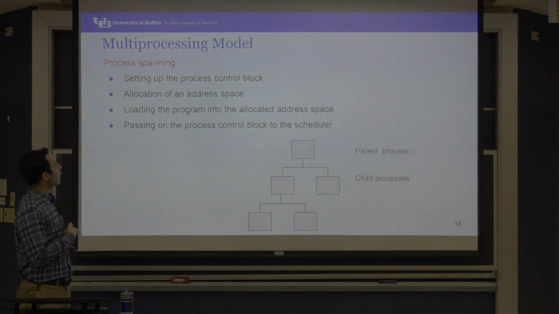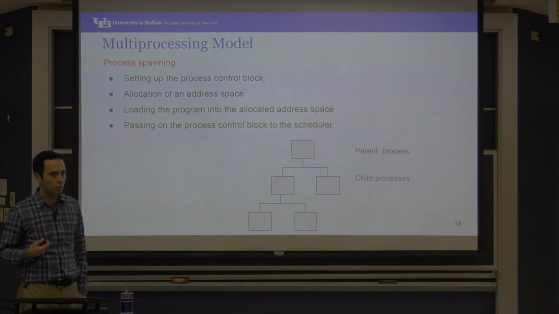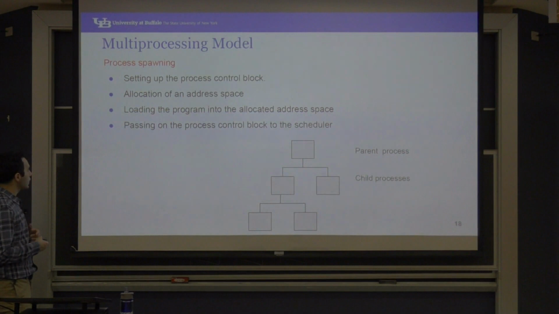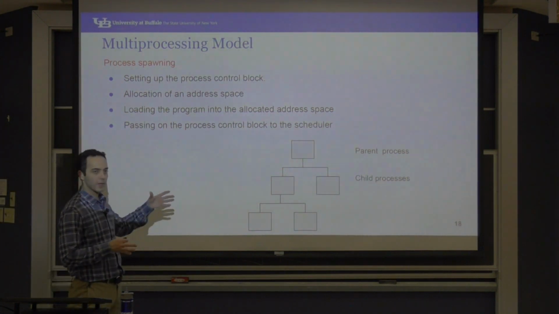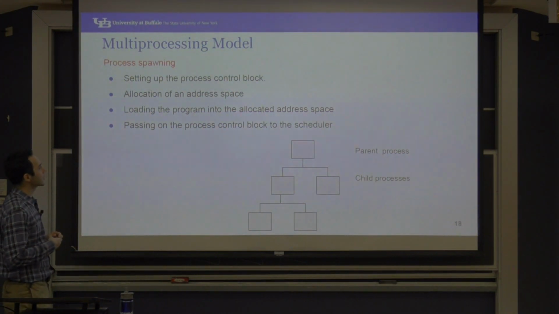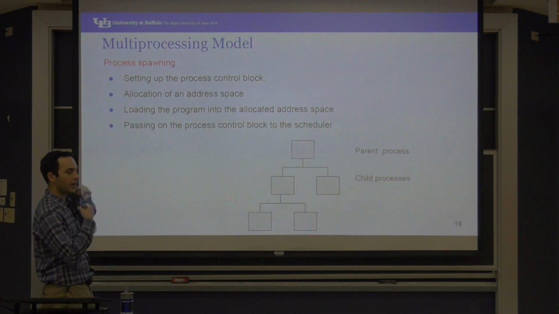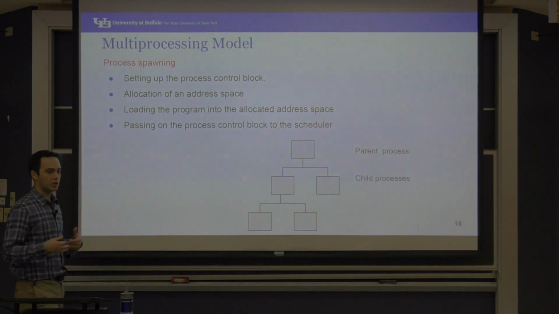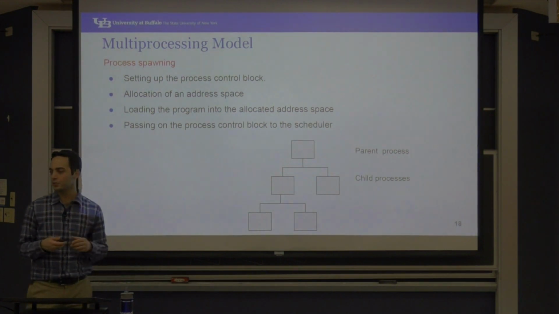Now, when we spawn a process, we remember that we needed to set up a process control block. The OS would do that. And once you do that, the OS allocates an address space specifically for the new process, and then loads the program from the previous process, the parent process, into the child process. And then it passes the process control block to the scheduler so that it can get scheduled, right?